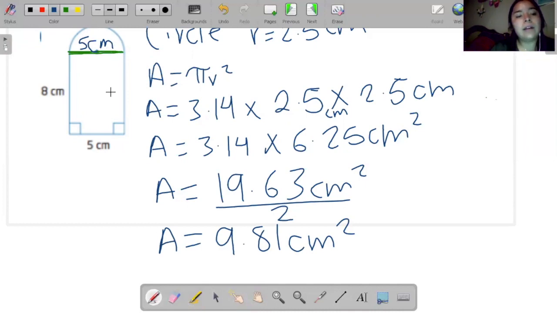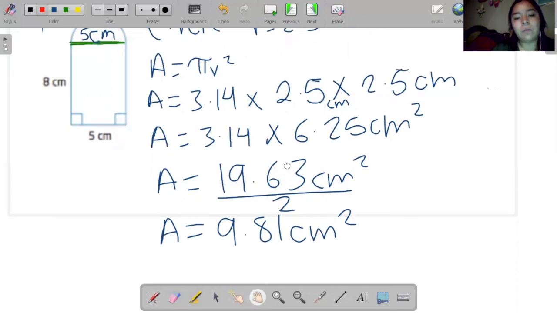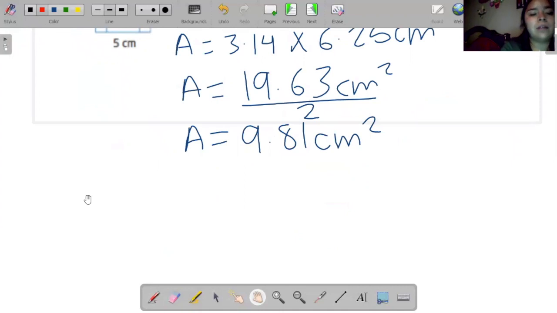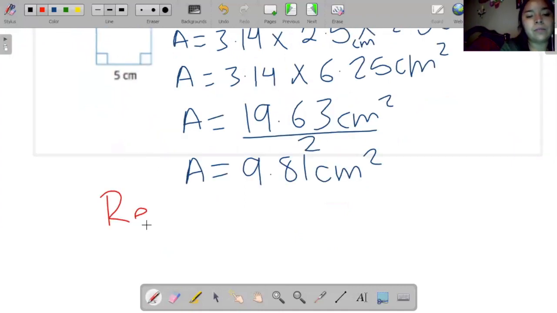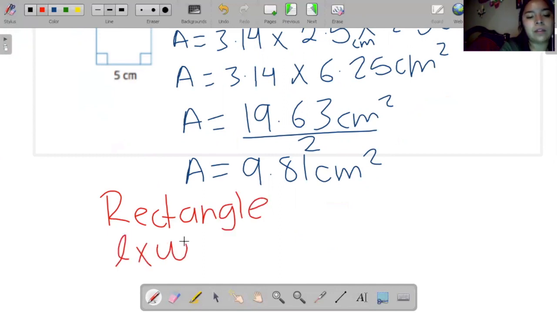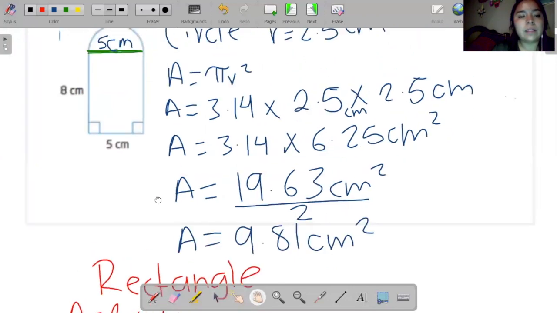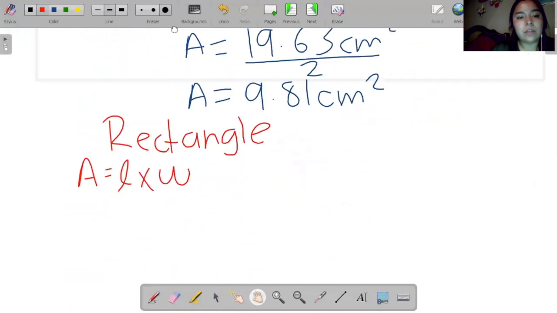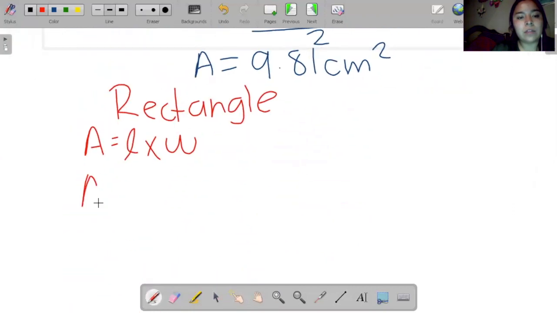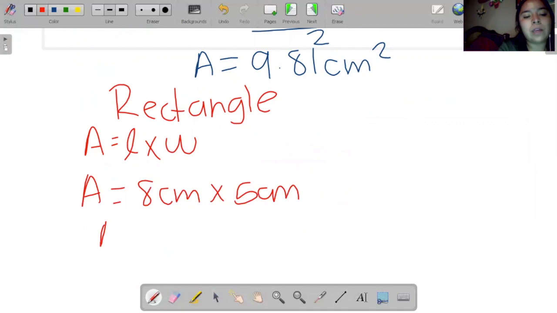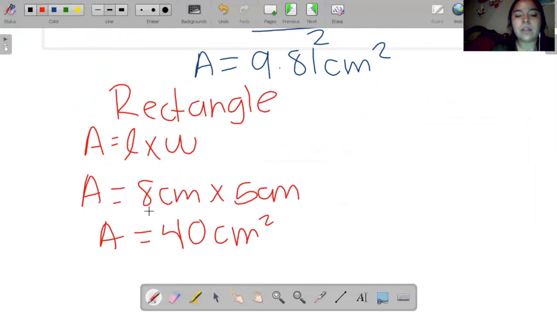So now let's find the area of the rectangle. The area of a rectangle, we know that our formula is length times width. Our length is 8 centimeters and our width is 5 centimeters. So A is equal to 8 centimeters times 5 centimeters, which is 40 centimeters squared. This is the area of the rectangle.